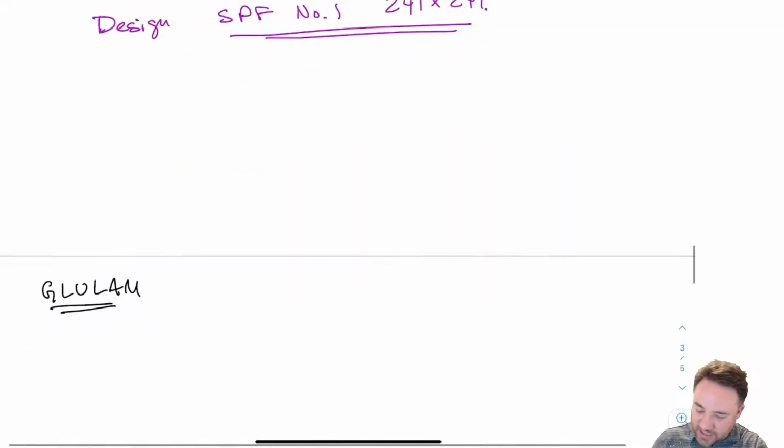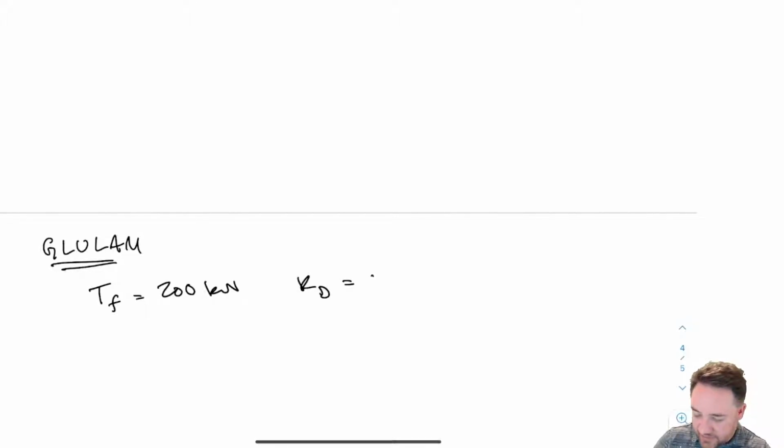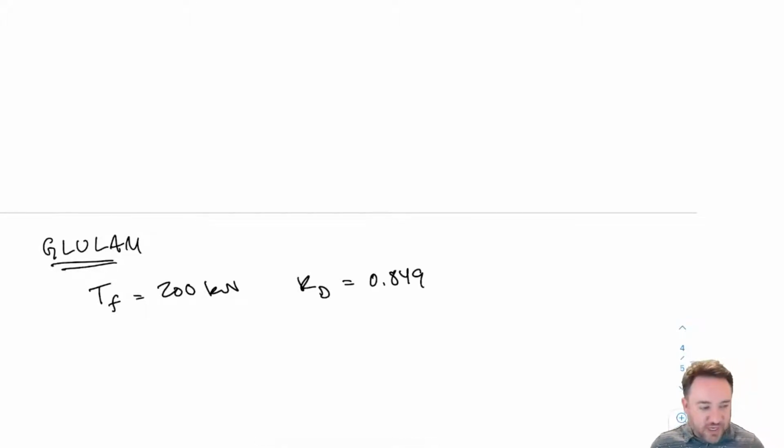Now we're going to repeat the same process for Glulam, and we're going to recall again that TF is 200 kilonewtons, and that is coupled with a KD of 0.849. Whenever I have a TF, it's not defined on its own. That TF is associated with a certain KD. In this case, the TF was from a load combination that included dead plus live only. For that one, since dead was greater than live, we used the interpolation equation to get KD, and that ended up with 0.849.